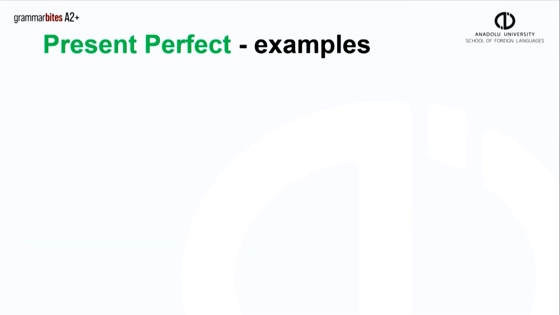And here are some examples of the present perfect to talk about an action in the past. But here we don't know or it isn't important when it happened. We often use this to talk about life experiences.